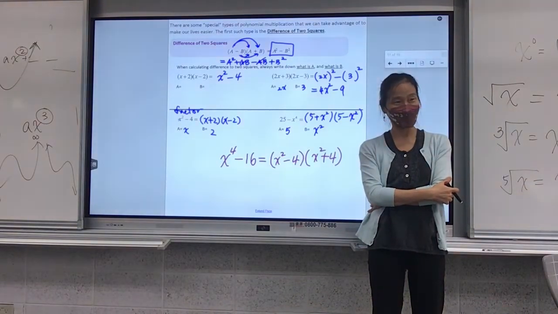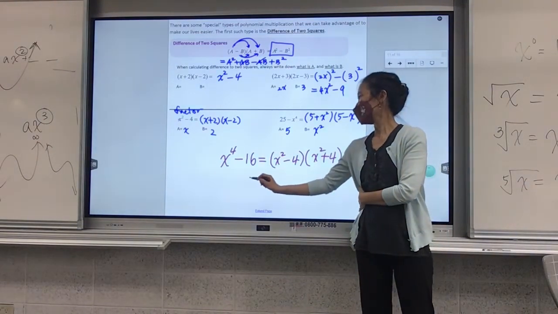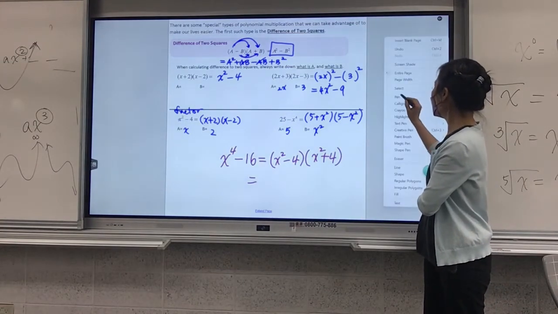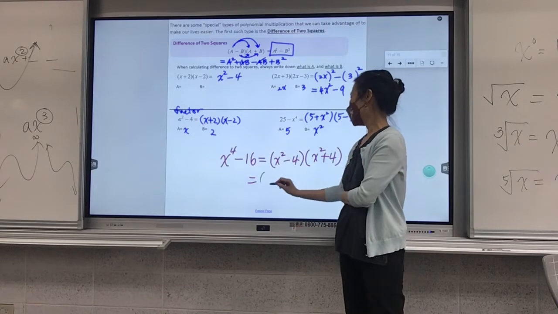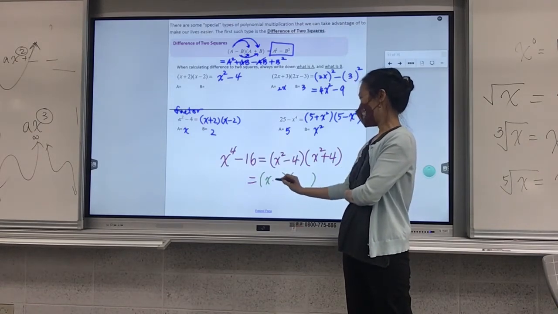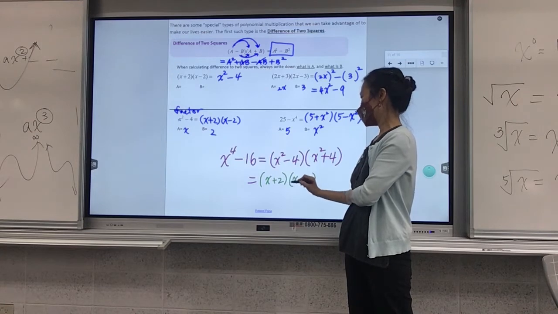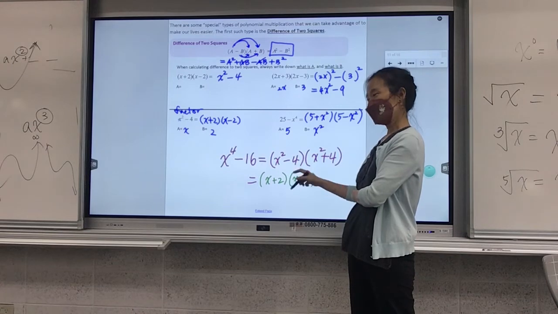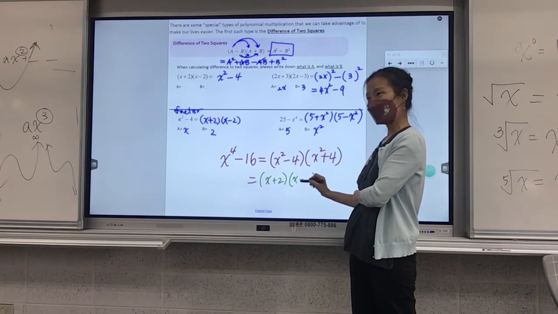See another difference of squares. Oh, yeah. x minus 2. Aha. x minus 2, x plus 2. So x squared plus 4 times x plus 2 times x minus 2. Not a square.